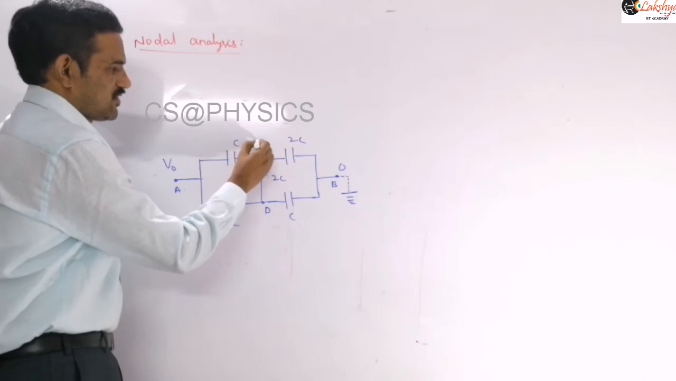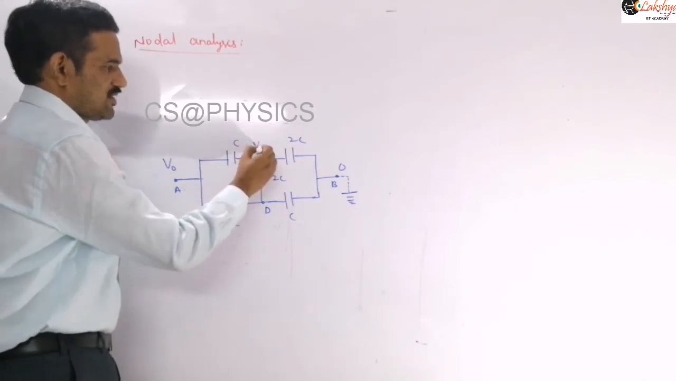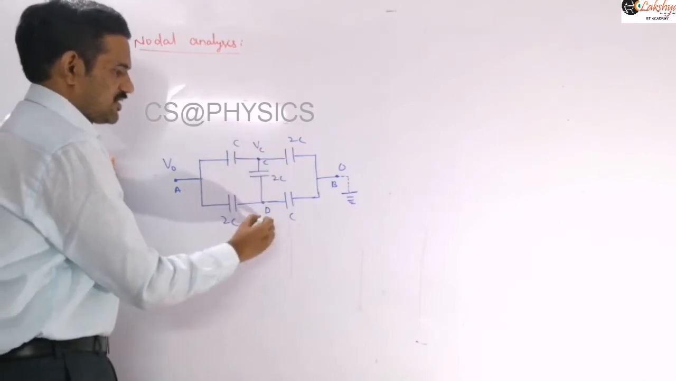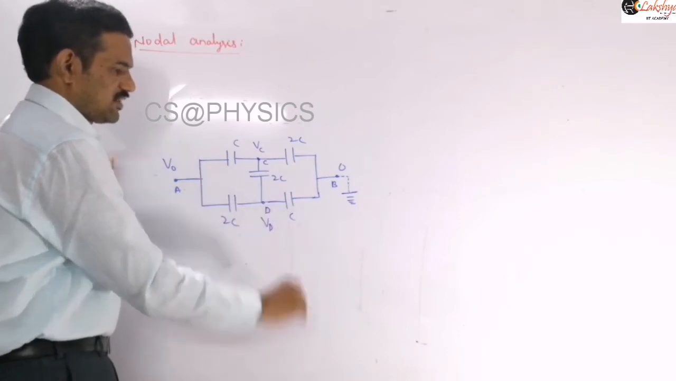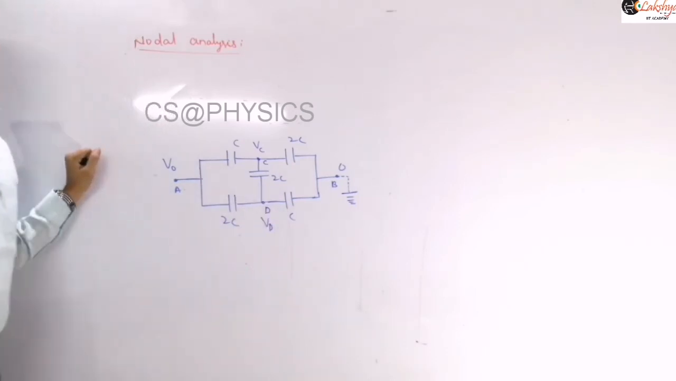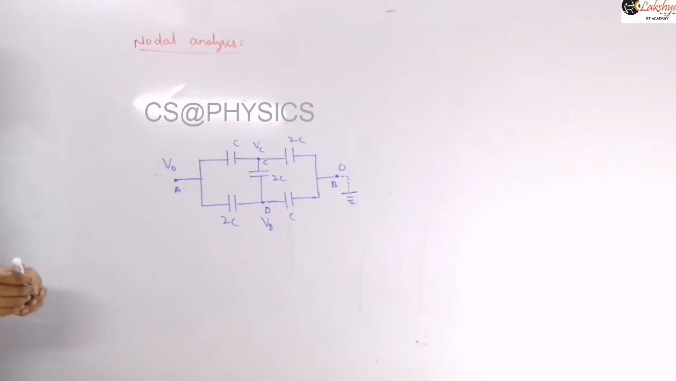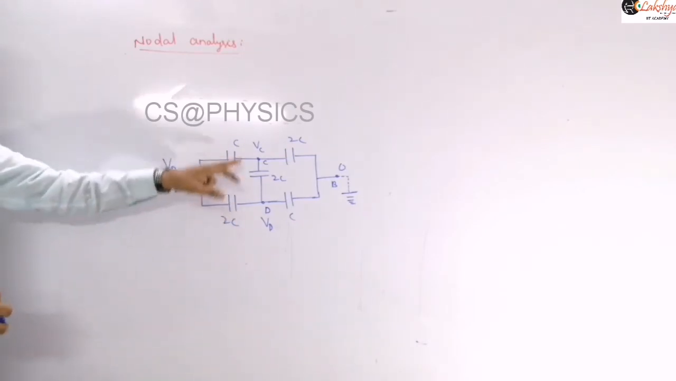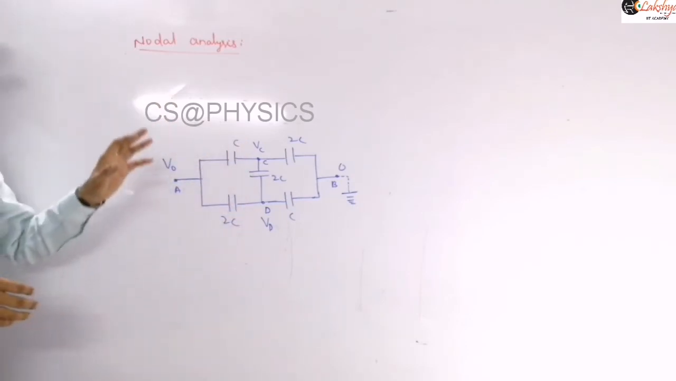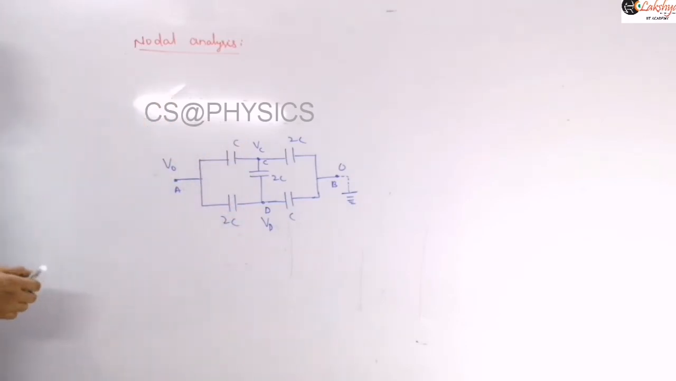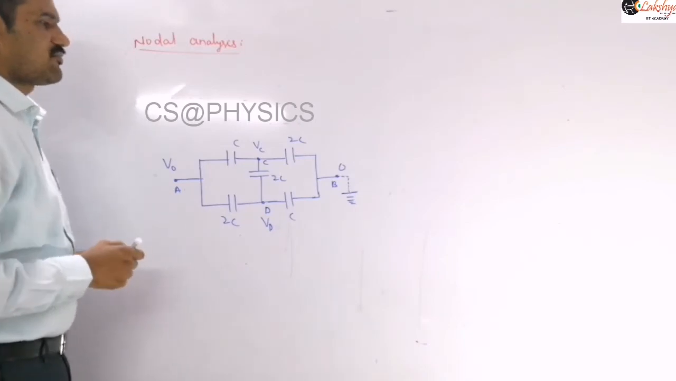So I am taking some variables here. Suppose I am taking this as VC, and similarly for this junction I am taking VD, the potential difference across that. Those are the potentials of those junctions. Now there are two junctions with unknown potential here, so we need to write the two nodal equations. Let us write the two nodal equations for that.